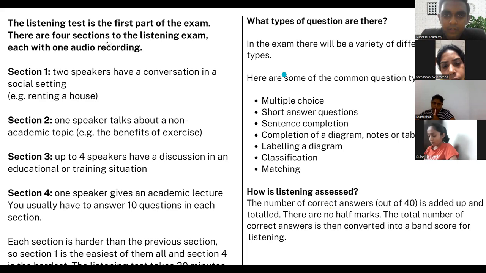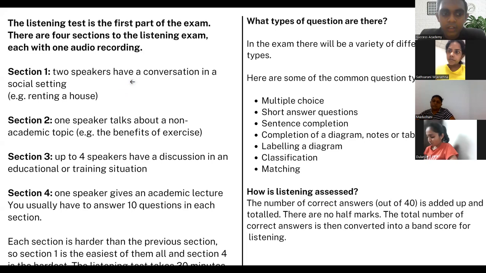I'll explain in English as well. Don't worry. So section one has 10 questions, and it's going to be divided into two. The recording will be given in two sections. They will play questions 1 to 5, the first recording. Then they will say, take 30 seconds to go through questions 6 to 10. And then they'll play the rest of the recording.